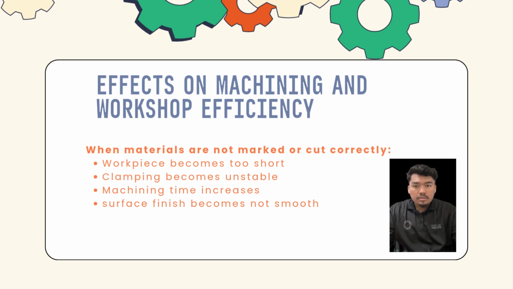Next, machining time increases because more adjustment and correction are required. The final surface finish may also become poor due to error at the starting point. As a result, the workshop experiences a higher scrap rate, which increases waste and overall production costs. In short, even a small mistake at the beginning can ruin the entire machining process.